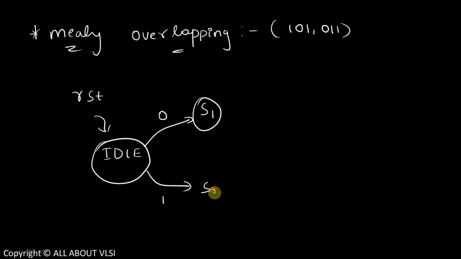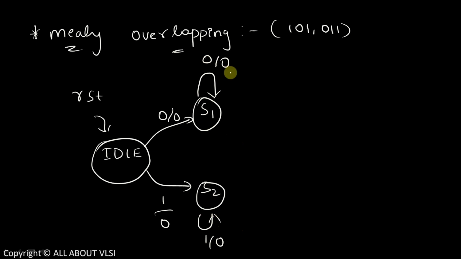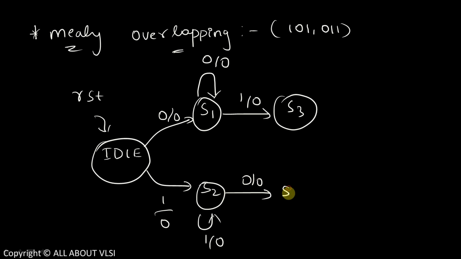and here we can go to S2 state, but your output is equal to 0 and your output is equal to 0. And now in your S1 state, if you get one more 0, you are going to stay in the same state, and in the S2 state, if you get one more 1, you are going to stay in the same state. That we already know from the previous example. And if we get one more 1, we are going to S3 state. And if we get one more 0, we are going to S4 state.